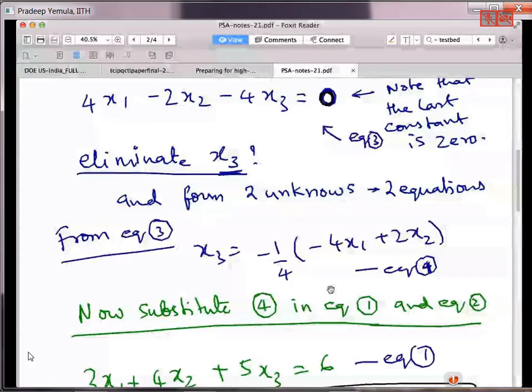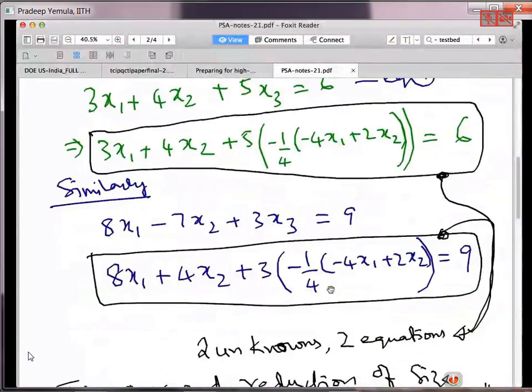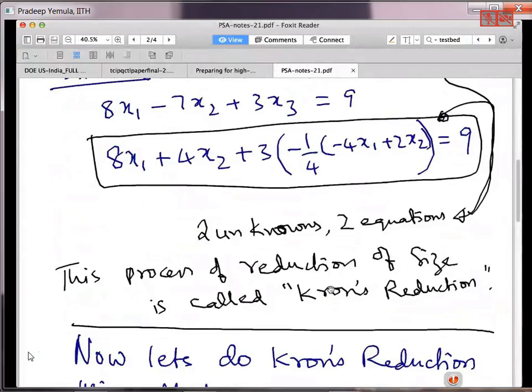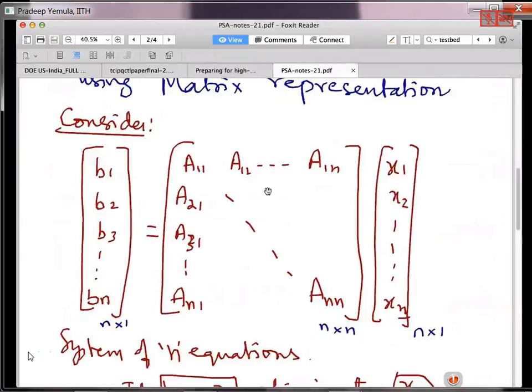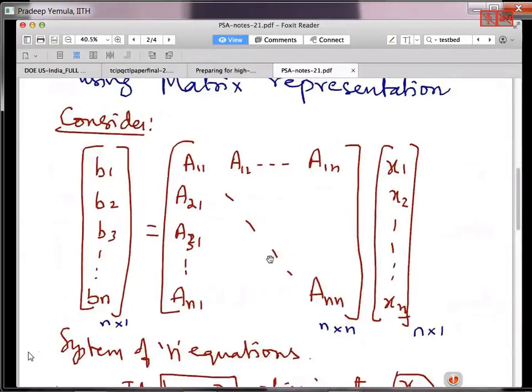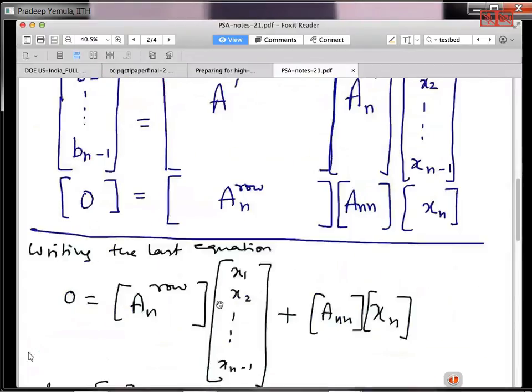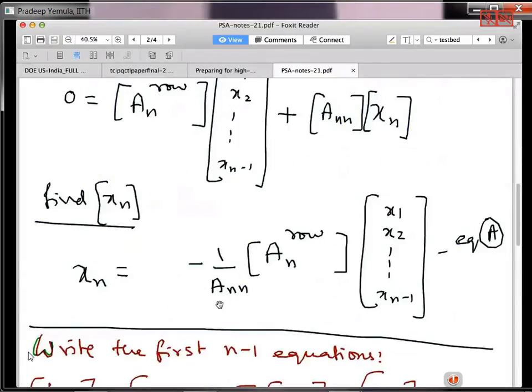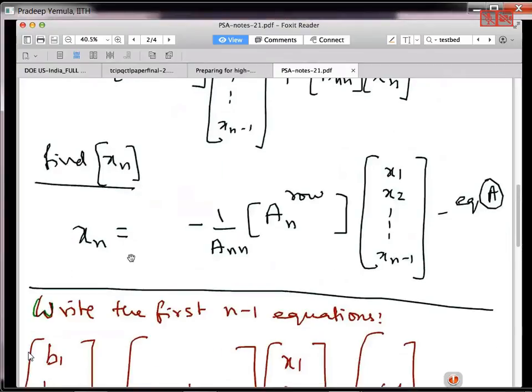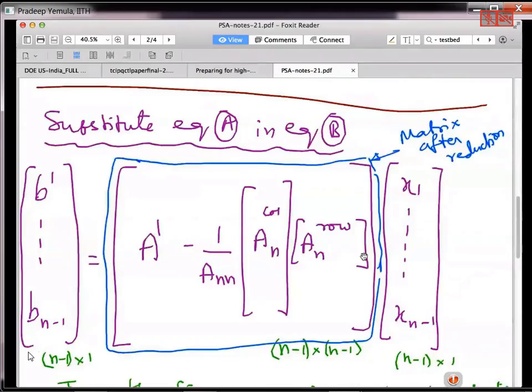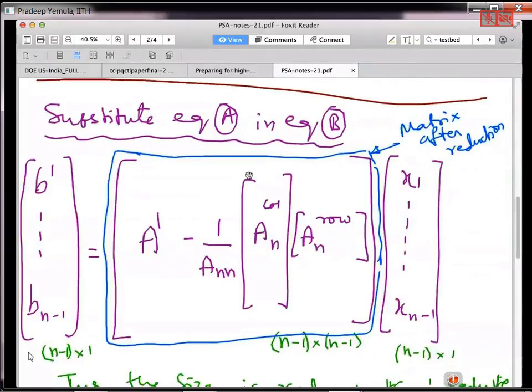That's what we have seen. This is just by multiplication of equations, and this is in the matrix form. Finally, by rearranging all these things, we got this expression to find xn, and then we substituted it back. Finally, we get a reduced matrix. Here b1 to bn minus 1 is the reduced right hand side, and x1 to xn minus 1 is the reduced unknowns. So if there are 3 unknowns, it will become 2 unknowns, and the size of this A matrix will decrease. This is the formula for reduction.